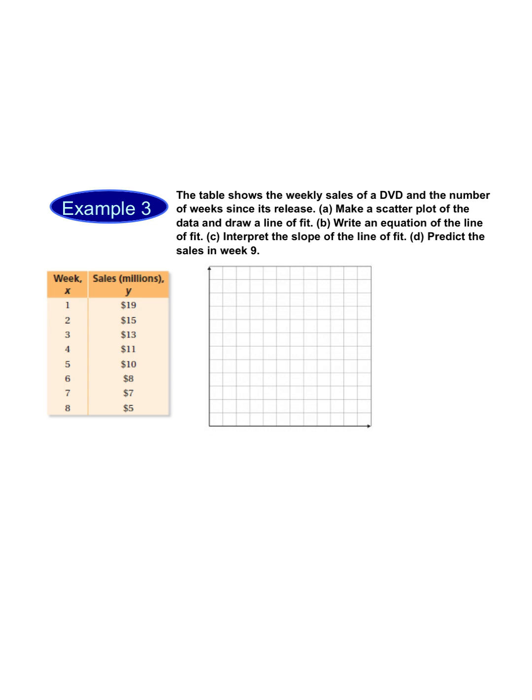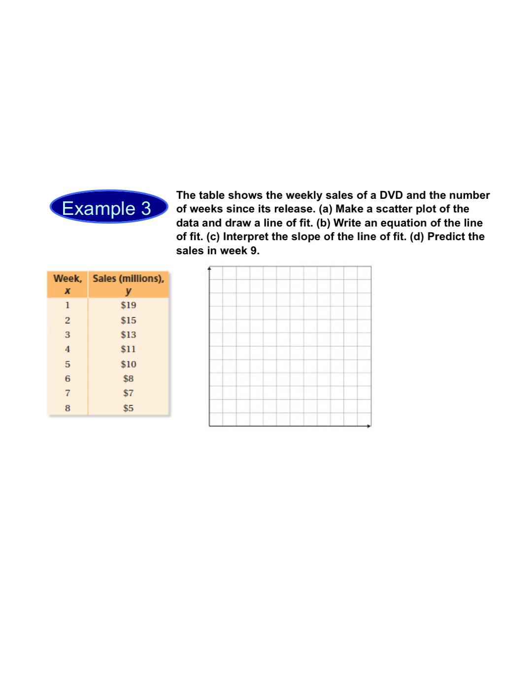Example 3, the table shows the weekly sales of a DVD and the number of weeks since its release. Make a scatter plot of the data and draw a line of best fit. Write an equation of the line of fit and interpret the slope of the line of fit. Predict the sales in week 9. So there's a lot going on here.